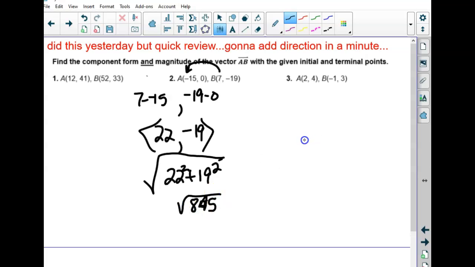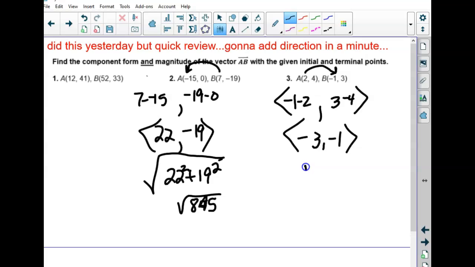Okay. Then, on this one, x minus x, 2 to -1 is left 3, but you could do it in the right order here. -3, -1, is that what we got, guys? And then when we did the magnitude, again, we just ignored the negatives because it was extra work to type them in, and the magnitude is square root of 10.